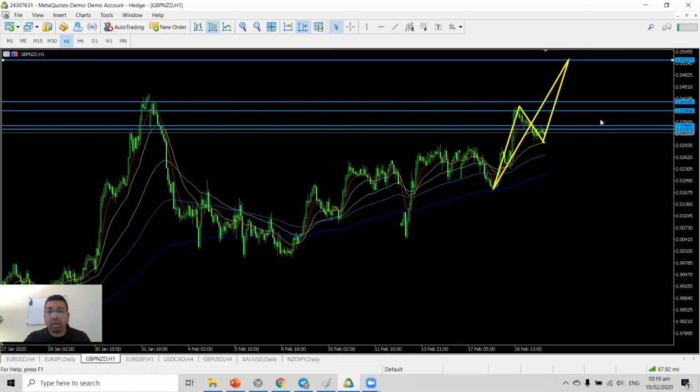You can make a pending order there. You can do a buy stop, sorry, at 2.0360. That's your pending buy order, and then you want to take profit at 2.0390. That's 30 pips. So 30 pips to start off for now, pending order.